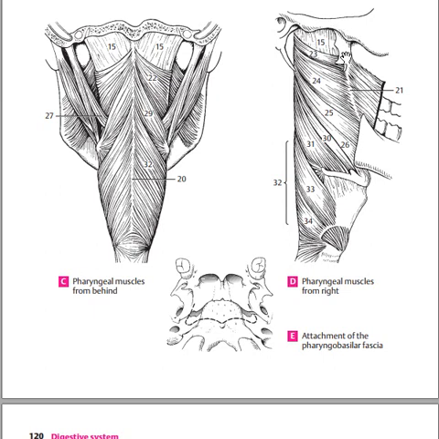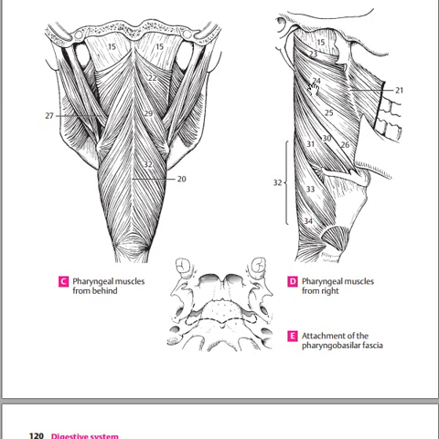As you can see here, this is the pterygoid plate. This is the inferior part of the greater wing of the sphenoid bone. So this is the pterygoid plate here, and at the inferior part of the pterygoid plate we have the pterygomandibular raphe. So the pterygopharyngeus muscle is going to be connected from this pterygoid plate to the posterior part of the pharynx.